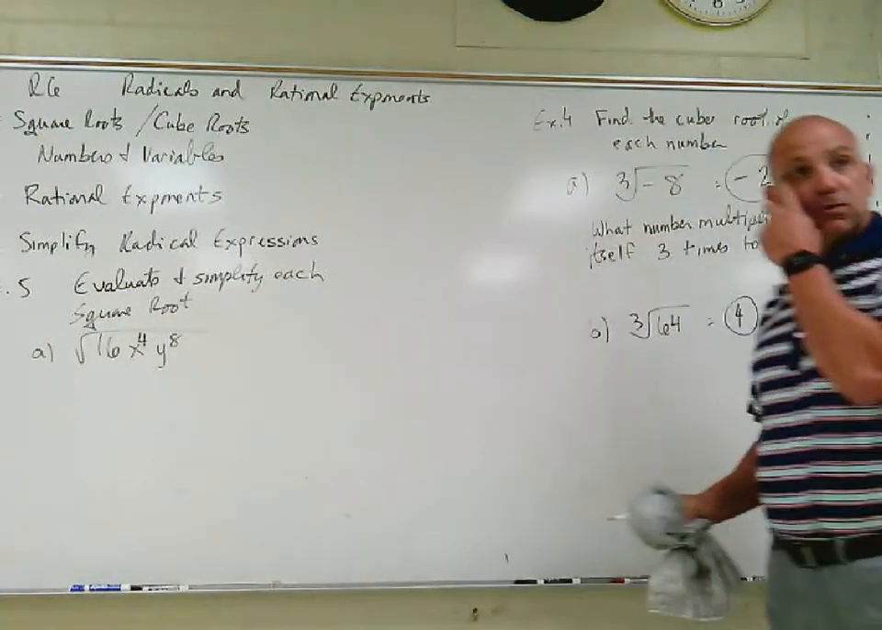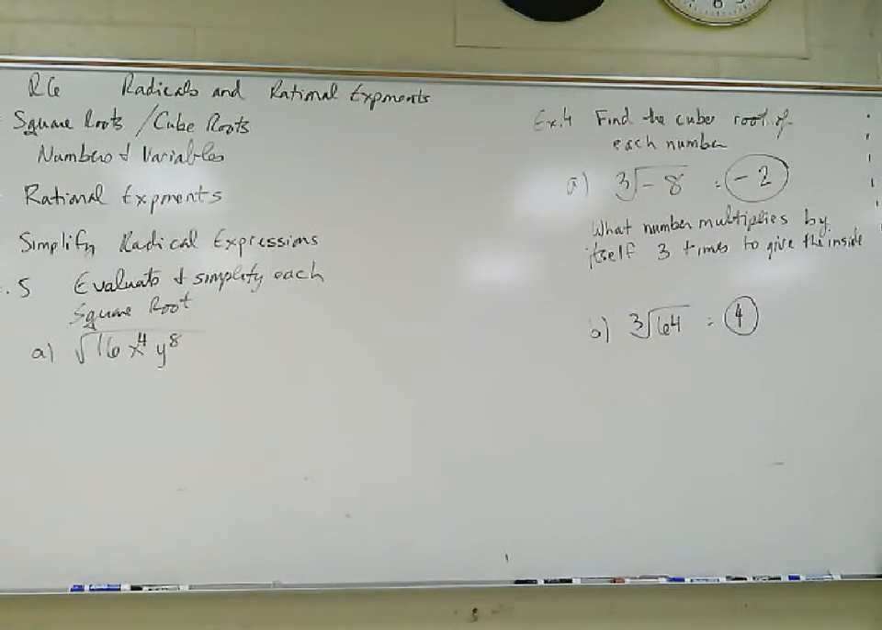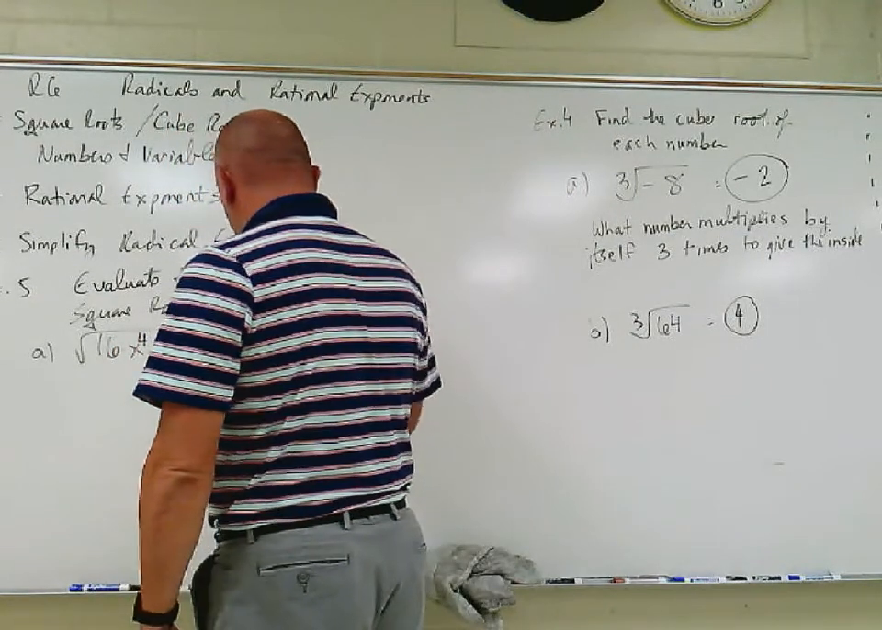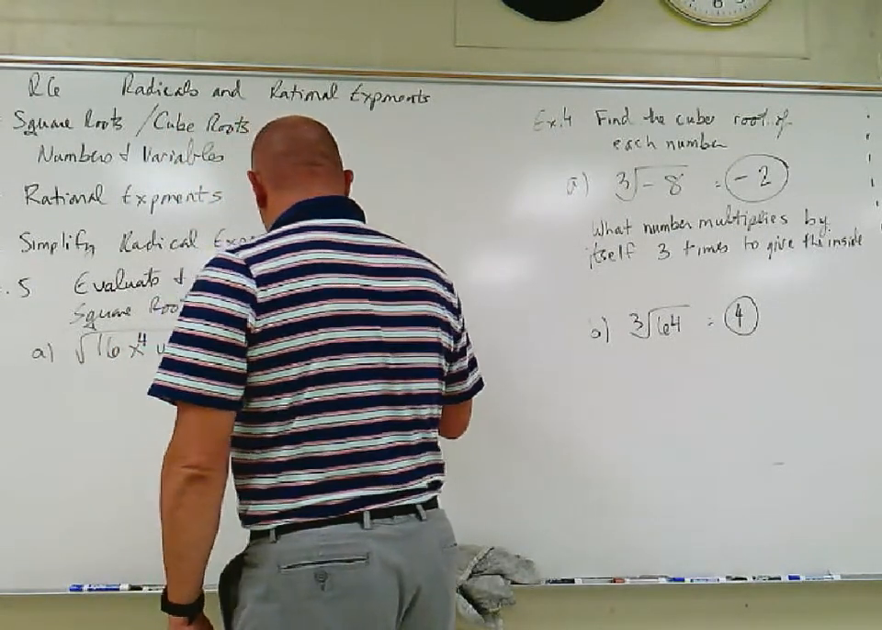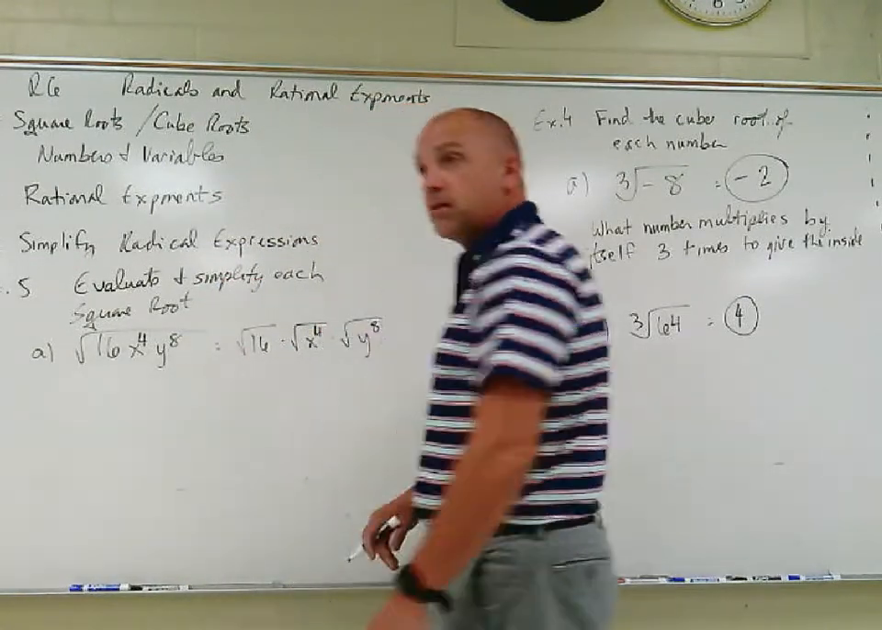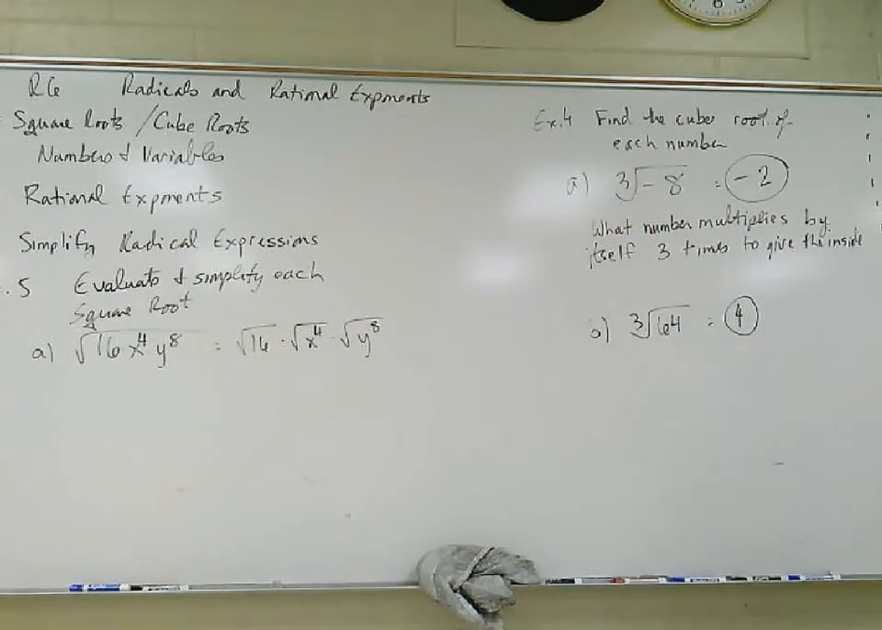So how do I do this now when I have variables in there? We got to think, how do I know what multiplies by itself to give x to the 4th? How do I know what multiplies by itself to give y to the 8th and so on? So the first rule is this: on square roots, if we have multiplication, you can take the square root of each part separately. You take the square root of 16, the square root of x to the 4th, the square root of y to the 8th. That's a property of square roots.